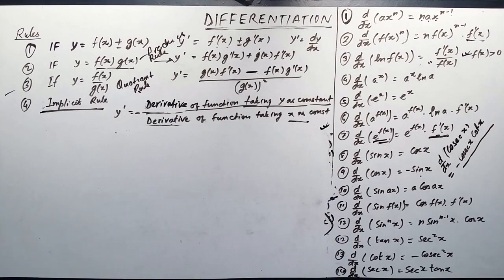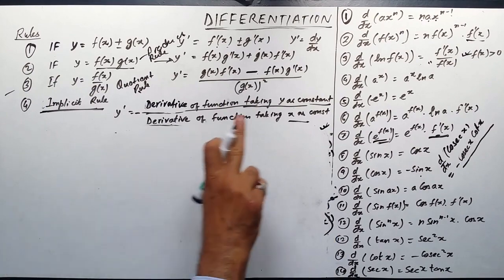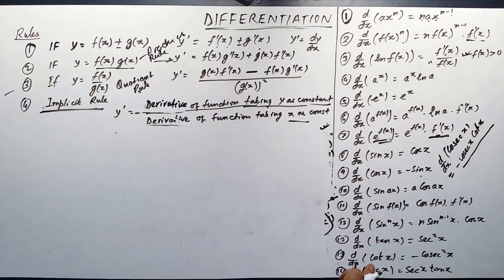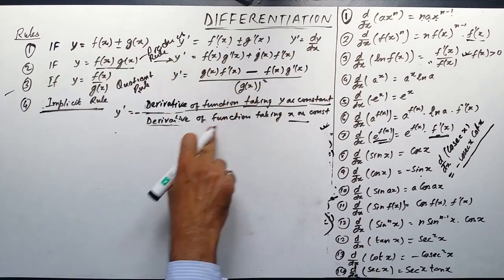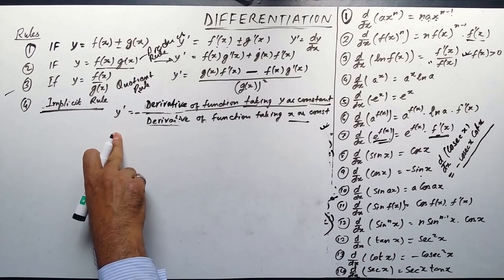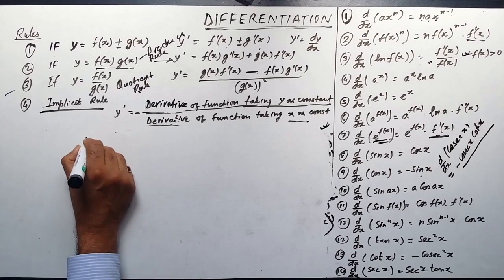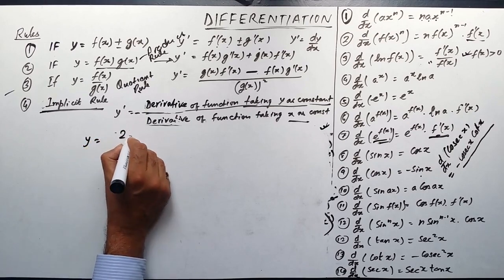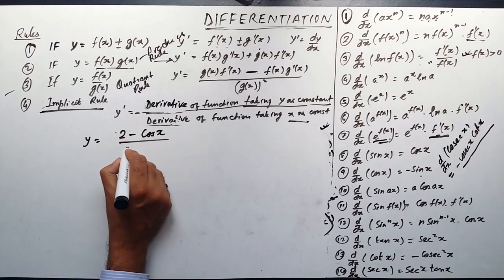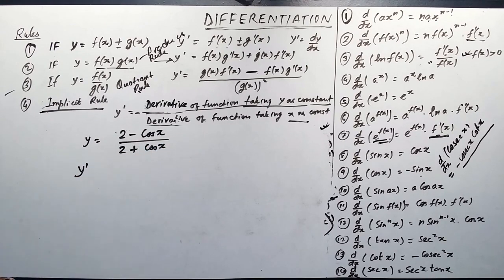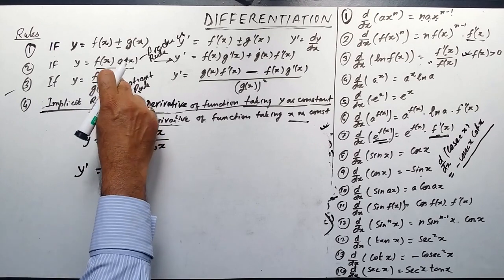So while solving problems on differentiation, please remember all these rules and all these formulas and all these basic rules for derivatives, and you can solve any problem on differentiation. Okay, let's take one more example where it is y is equal to 2 minus cosine of x upon 2 plus cosine of x. Again, we'll apply the quotient rule.